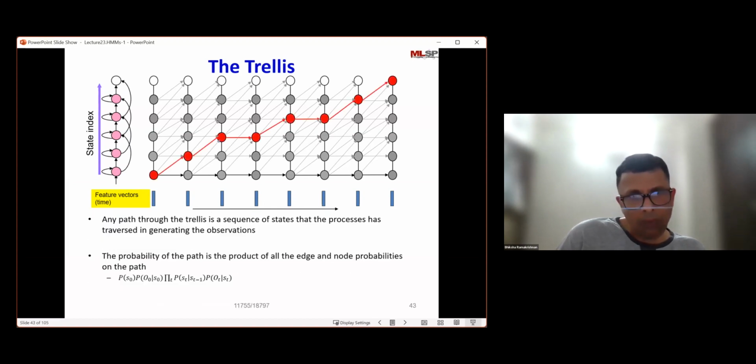So, for example, this path over here represents the event that the process went to state 1 at time 1 and generated this first observation, and then to state 2 at time 2 and generated this observation, and then state 3 at time 3 and generated this observation, and stayed at state 3 to generate this one, went to state 4 to generate this one, stayed at 4 to generate this one, and so on. So is this picture making sense?